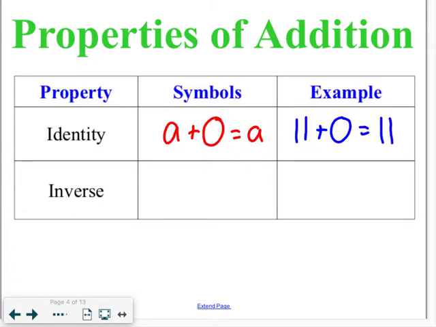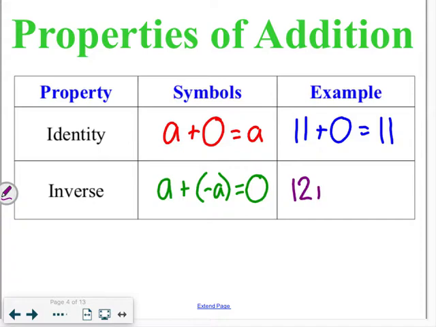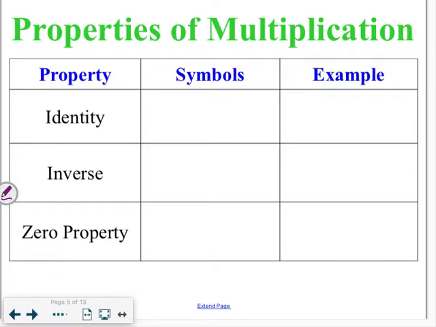The idea of the inverse is to be able to undo the number. So you have a number plus the negative of that number is going to get you 0. So for example, in that case, 12 plus negative 12 is equal to 0. More often you will see it written out as 12 minus 12 equals 0, because plus and negative is just subtraction.